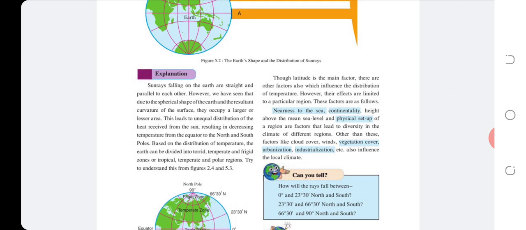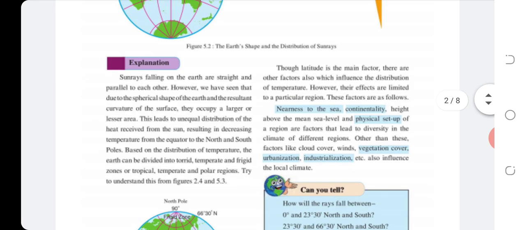Though latitude is the main factor, there are other factors which influence the distribution of temperature. However, their effects are limited to particular regions.